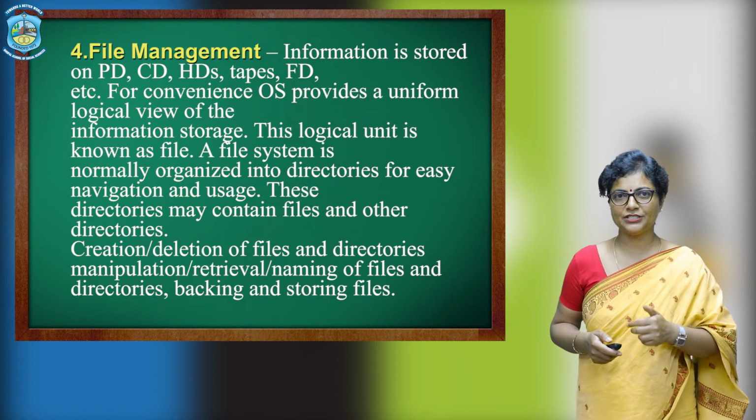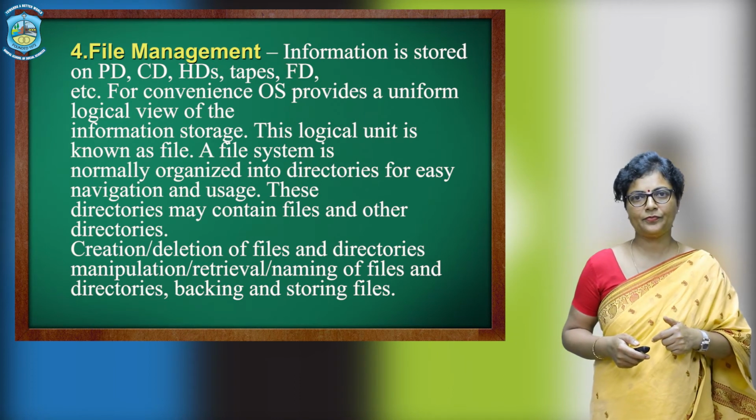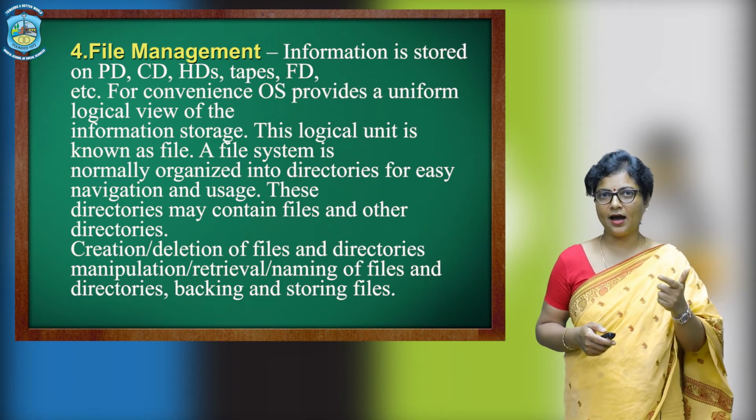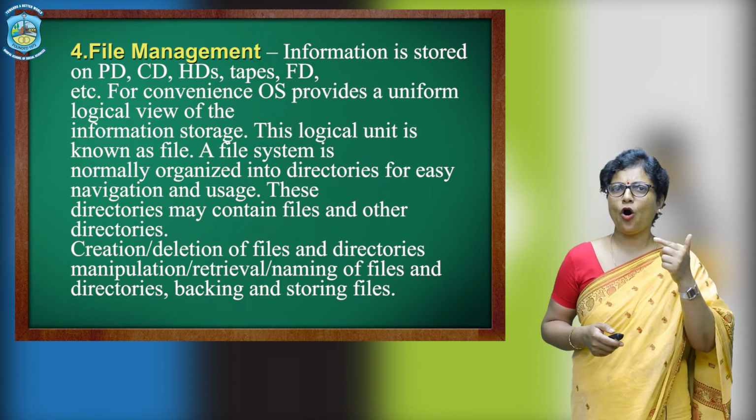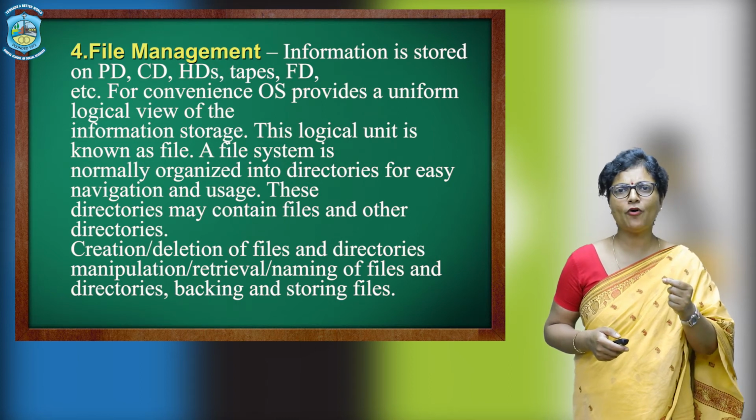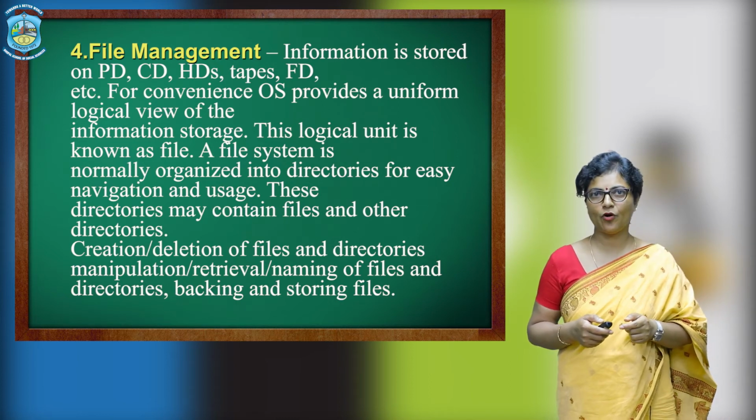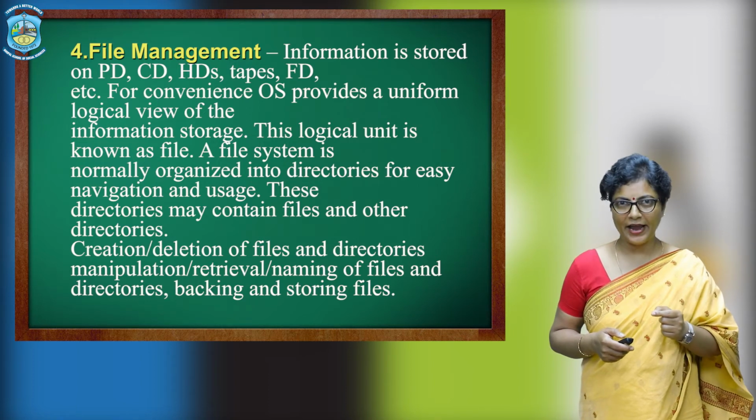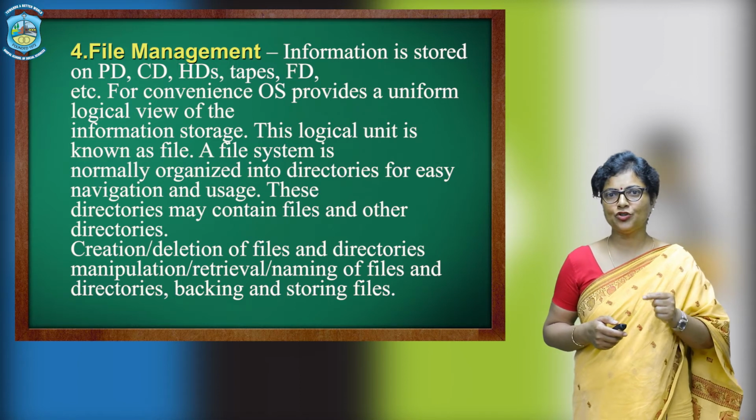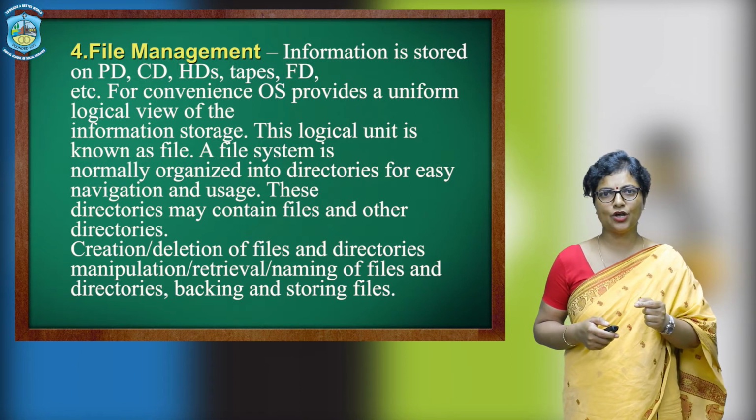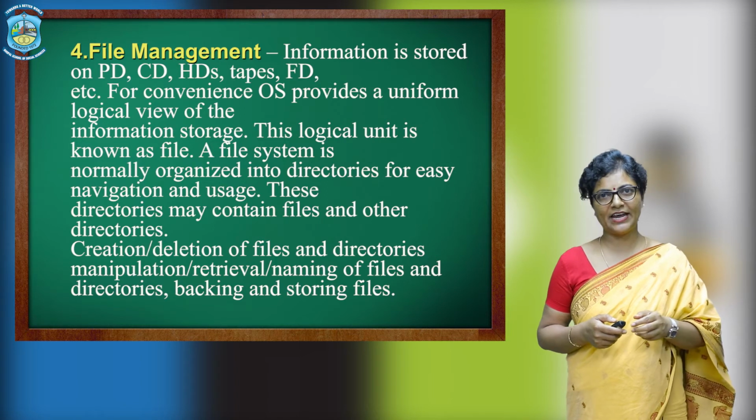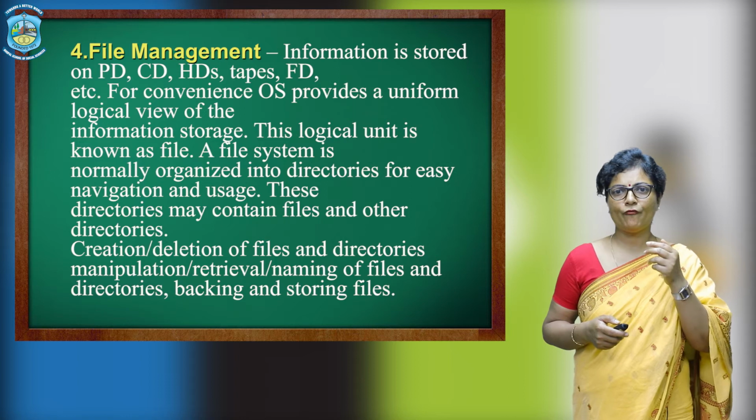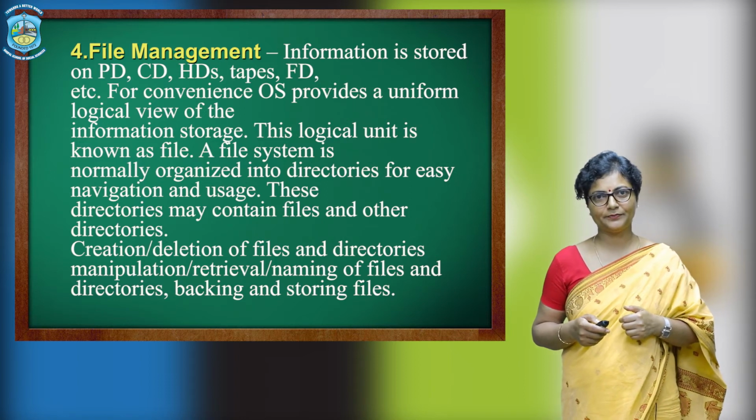Coming to the next function, that is file management. Information is stored in pen drives, compact disks and hard disks. For convenience, the operating system provides a uniform logical view of the information storage. This logical unit is known as a file. A file system is normally organized into directories or folders for easy navigation and usage. These directories may contain files and other subdirectories.